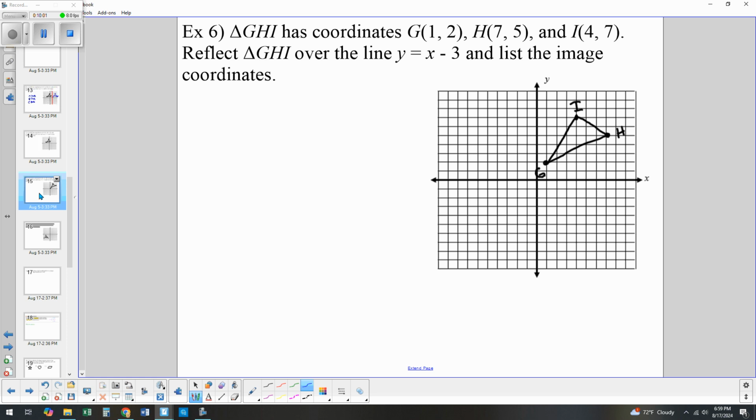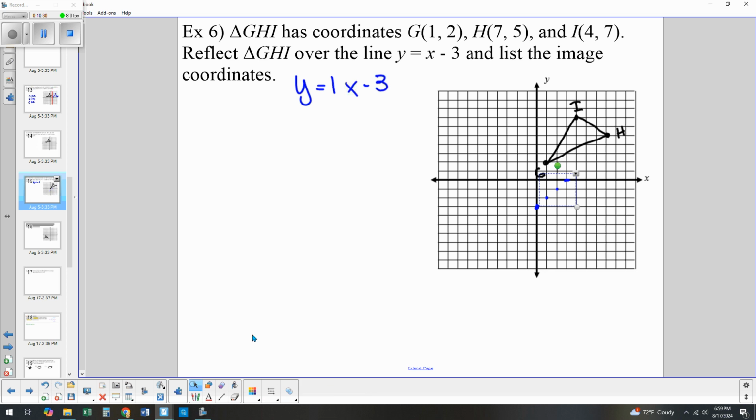So now we're going to reflect over the line y equals x minus 3. So this is a diagonal line, and it is not the line y equals x. So we actually have to figure out where this belongs on the graph and graph it. If this is in slope-intercept form, the y-intercept is negative 3. So I'm going to start on the y-axis, and I'm going to go down 3. And my slope is a positive 1, which means I'm going to go up 1 and to the right 1, because 1 over 1 is my slope.